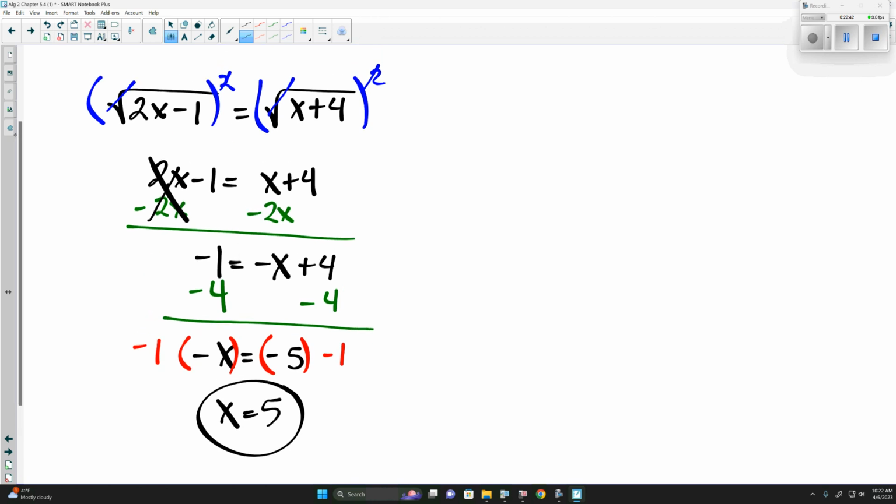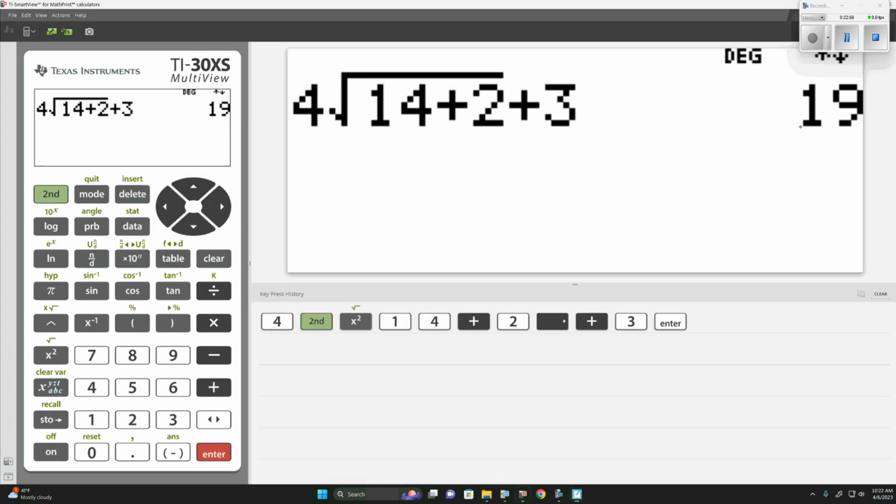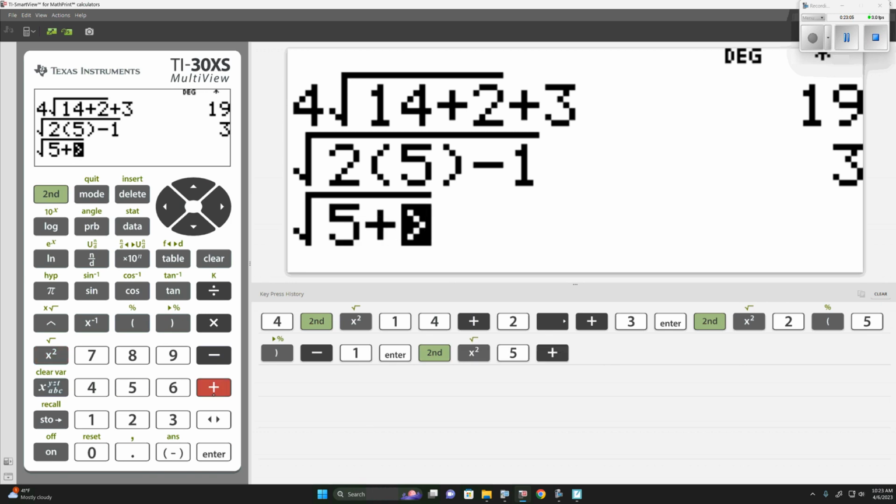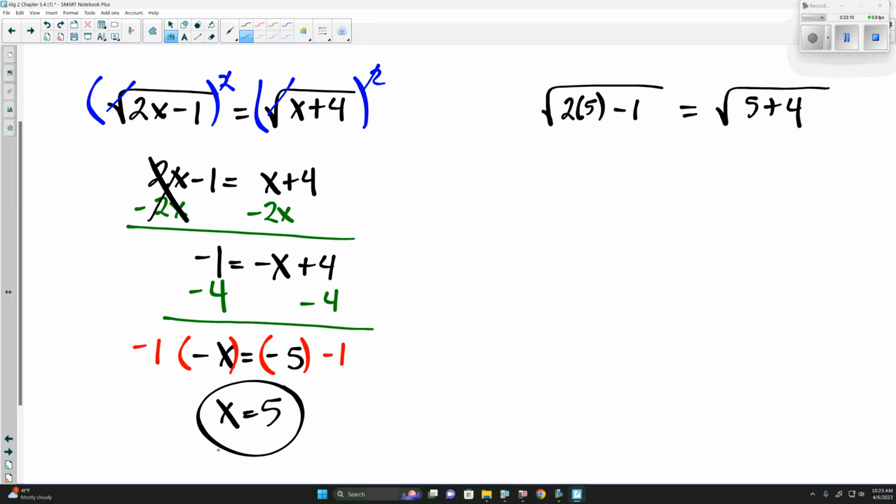And if we wanted to check this, we could just plug this back in. Square root of 2 times 5 minus 1 equal to square root of 5 plus 4. And we can plug this into a calculator. Square root of 2 times 5 minus 1 is 3. Square root of 5 plus 4 is 3. So 3 is indeed equal to 3. That's it.